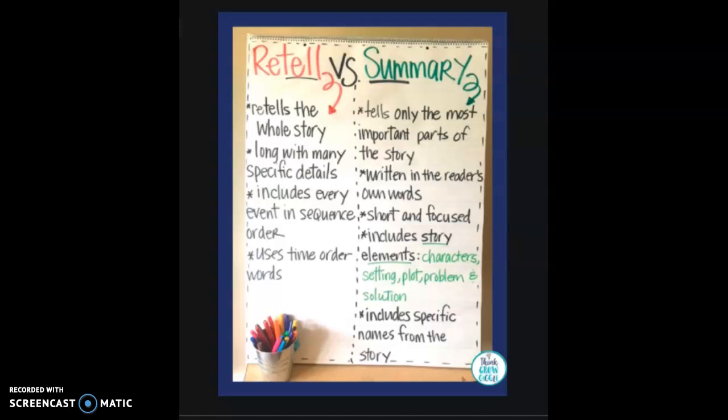When we think about the characters, those are fairly obvious. It's the people or animals in the story. When we talk about the setting, it's where the story happens. Sometimes there can be more than one setting, but there should be a main setting in a summary. We talk about the plot, which are the events in the story. And then we talk about the problem or the issue, and then how that was solved, or the solution.